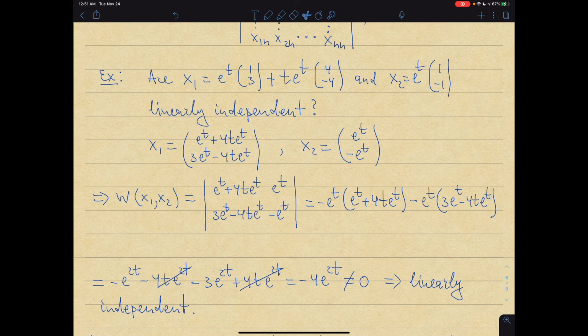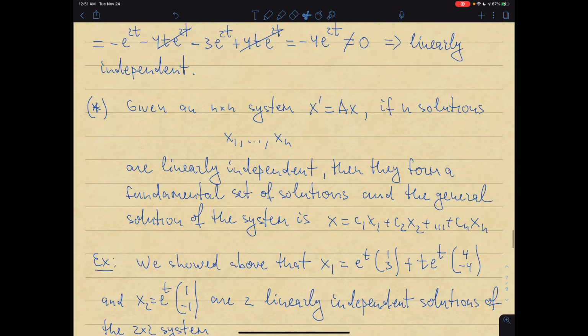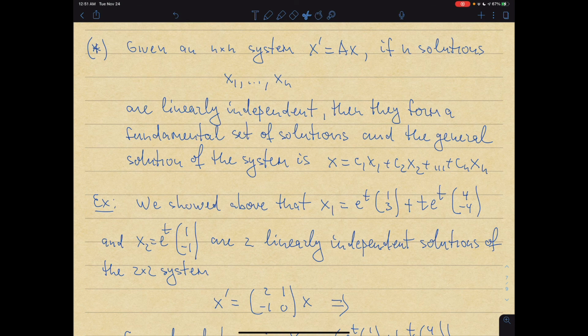Again, I'm referring to what we did for a single ODE because it's exactly the same here. I need to know two linearly independent solutions of that equation. So if you have an n by n system, x prime equals Ax, how do I construct its general solution?